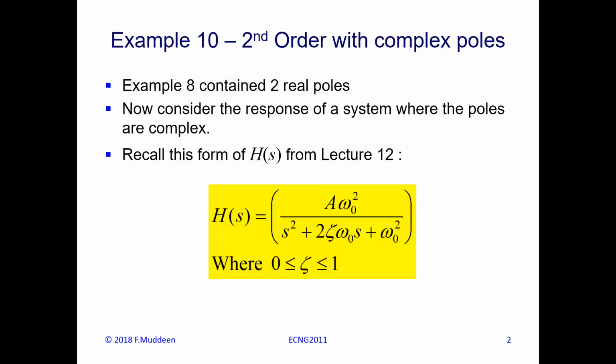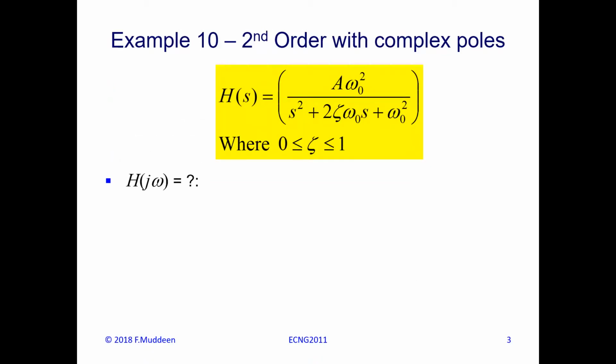And if we want to find out what the associated magnitude and phase plots are for them, we need to convert from H of s to H of j omega. Now, note that for this case where we observe zeta, we are assuming that zeta lies between 0 and 1, meaning that our H of s system here is neither critically damped nor overdamped. We are operating within a set range for zeta.